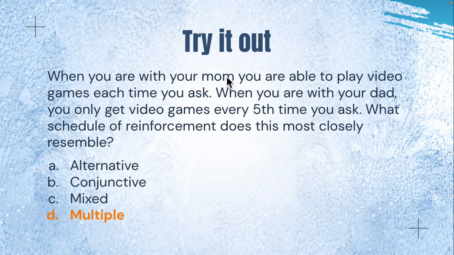When you're with mom, you're on one. When you're with dad, you're on the other. This question implies that you're with mom and dad separately because there's two separate schedules of reinforcement. So once again, this would be multiple.